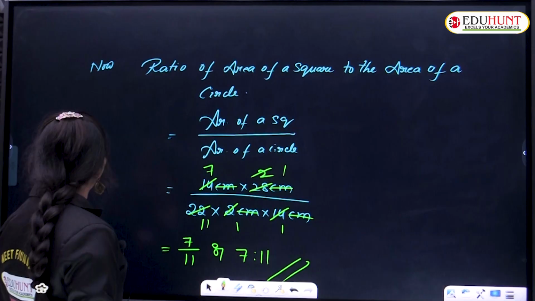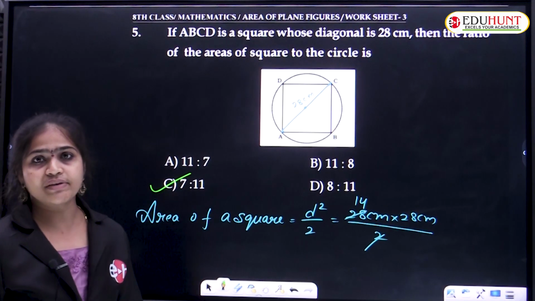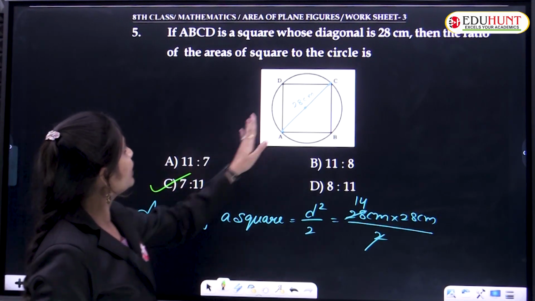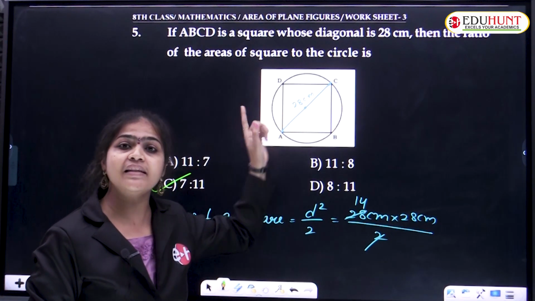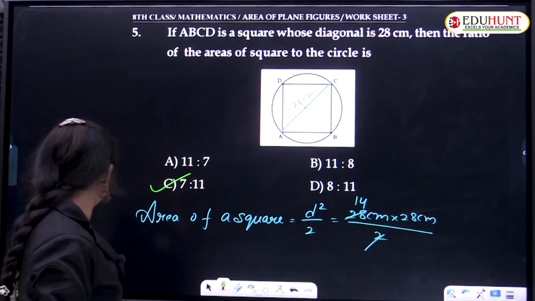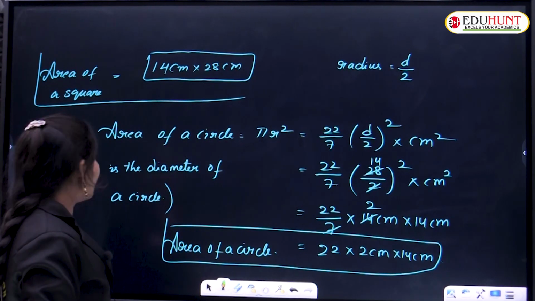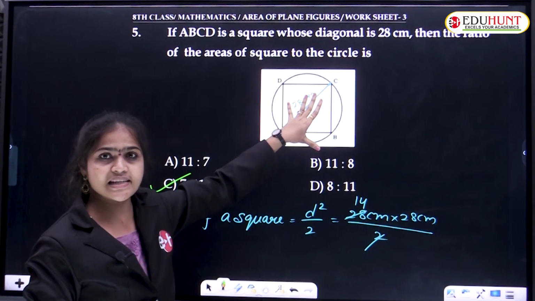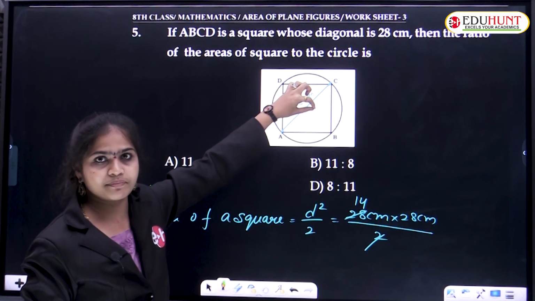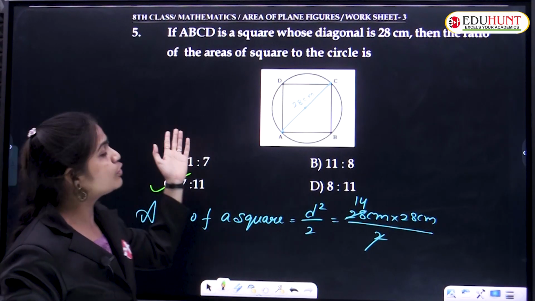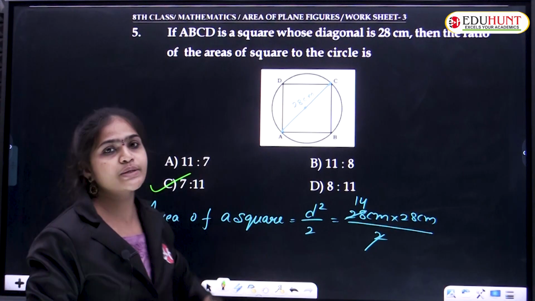Then finally what is the answer? 7:11. Yes, option C is correct. So children, see here, first what they gave, only the diagonal of a square. We know the formula to find the area of a square using the diagonal. After that we got the area of the square. Next, the square is inscribed in a circle, and the diameter is nothing but the diagonal of the square. Then use that formula to find the area of the circle. Then finally we need to find the ratio of the area of a square to the area of a circle.